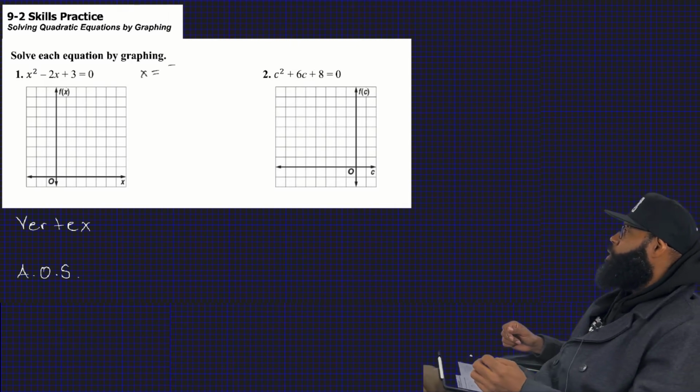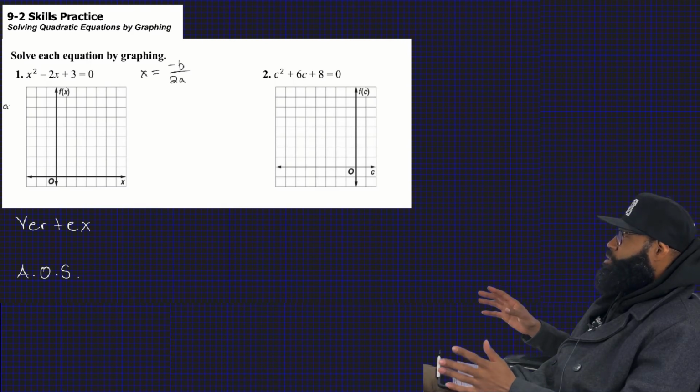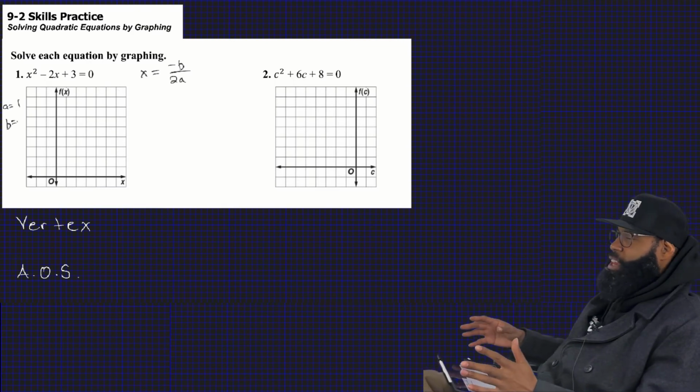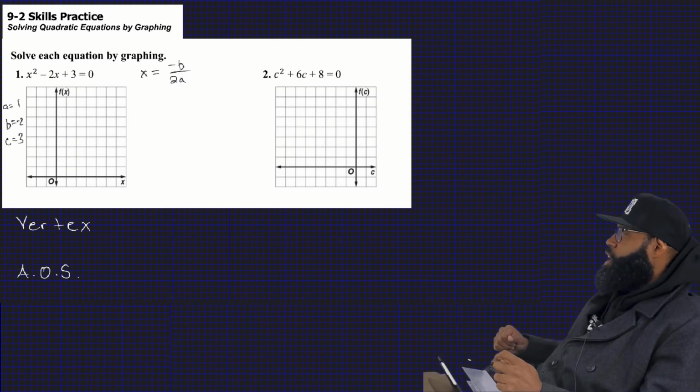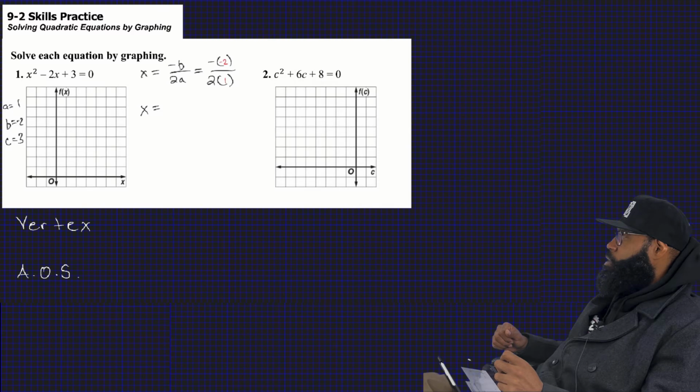So let's go with what we know. Vertex, axis of symmetry, and of course minimum, maximum, like we talked about last time. That's all I need. Vertex, x equals negative b divided by 2a. Go ahead and plug on in, right? We got our a, we got our b, we got our c. So plugging in negative 2, and plugging in 1. Negative negative 2 is 2, divided by 2 times 1, which is 2. So I got 2 divided by 2, which is 1. x is equal to 1.